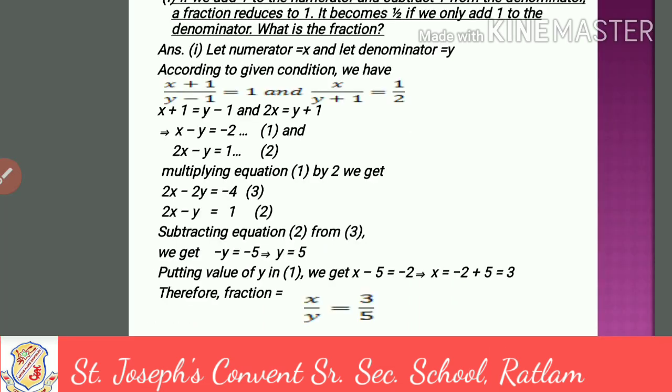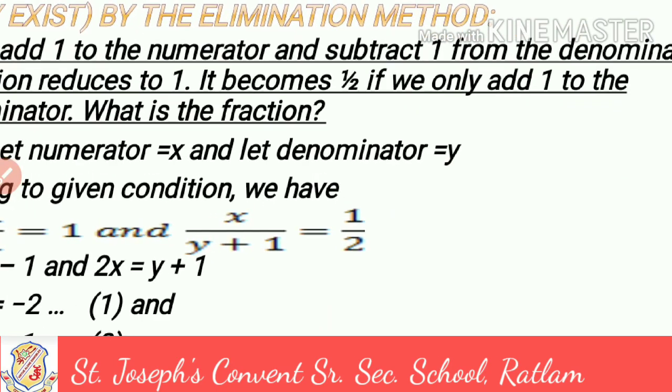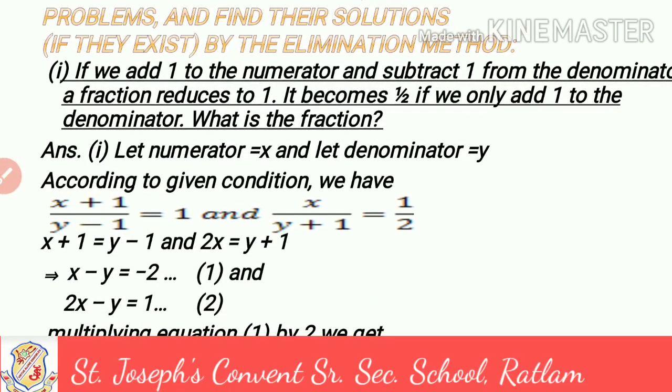We have question number 2 of exercise 3.4. Form the pair of linear equations in the following problems and find their solutions by the elimination method. Now let me tell you, in the first part of the question, the two equations were already given to you and you were asked to solve the following pair of linear equations by the elimination method. Solving means getting the value of the variables x and y.